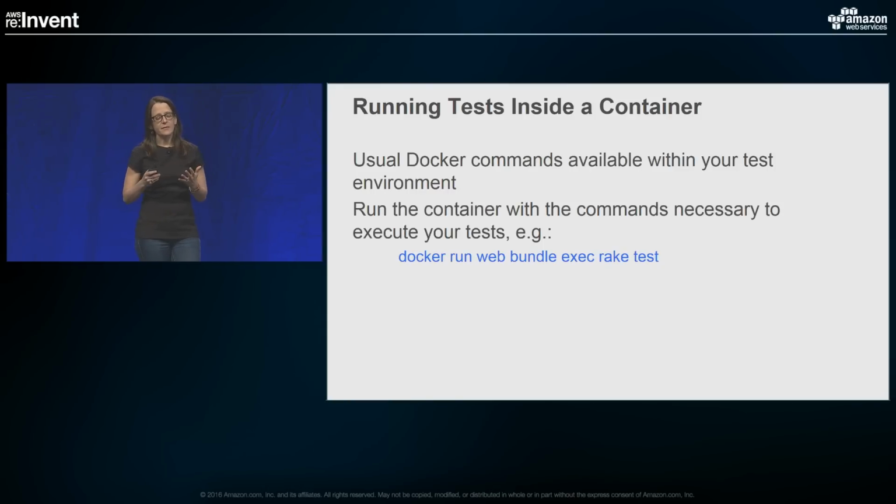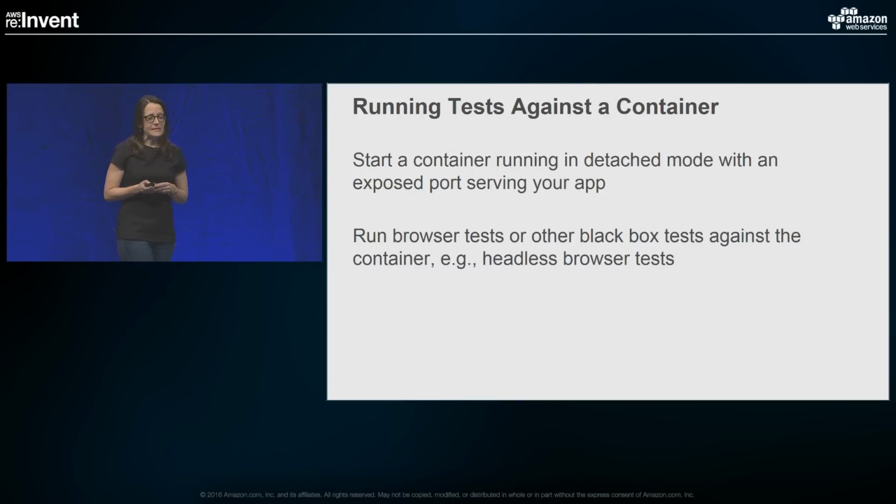So the next stage in our development process is running tests. Running tests inside of a container, you can just do the same Docker commands that you're used to doing to execute those tests. Here's an example, Docker run executing a rake test. And you can also run tests against your container. So you would start your container running in detached mode, and you'd have certain exposed ports for your application. And then you can run a browser test or other kinds of black box tests against those containers.